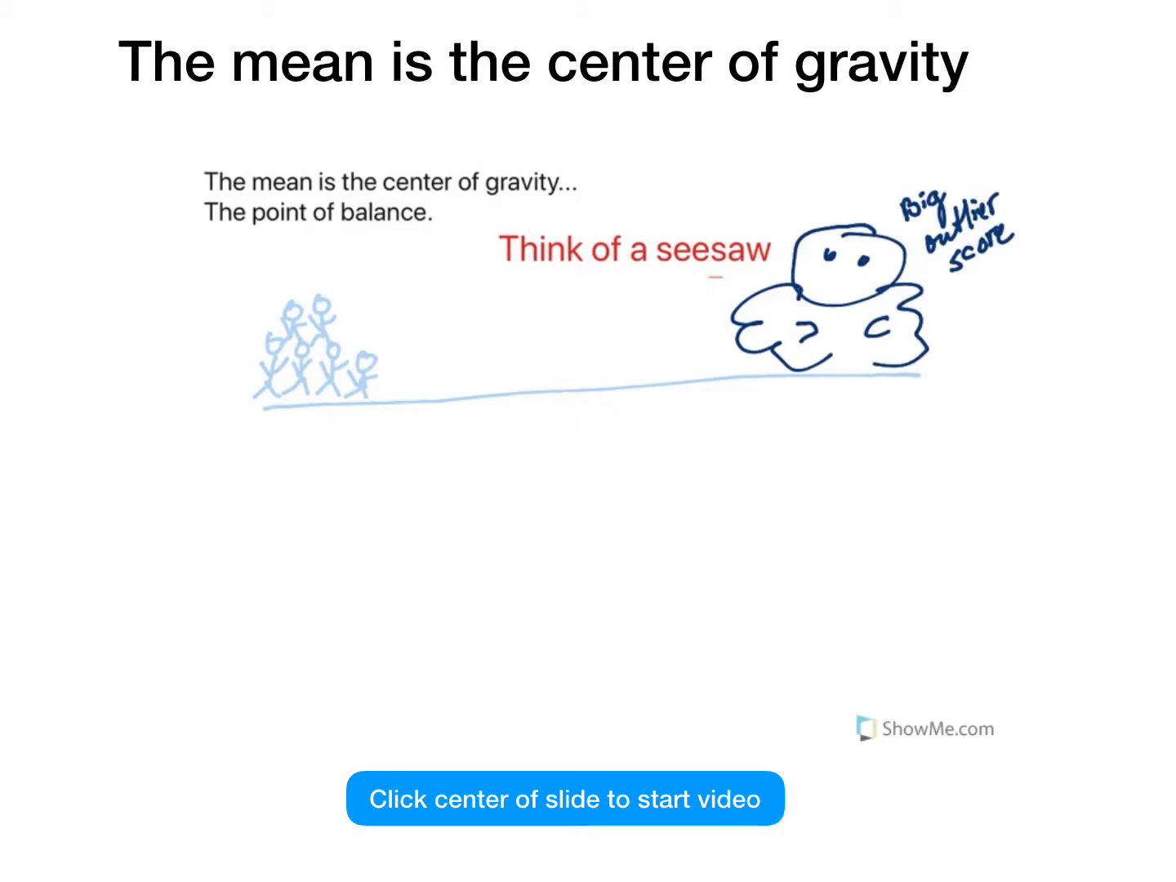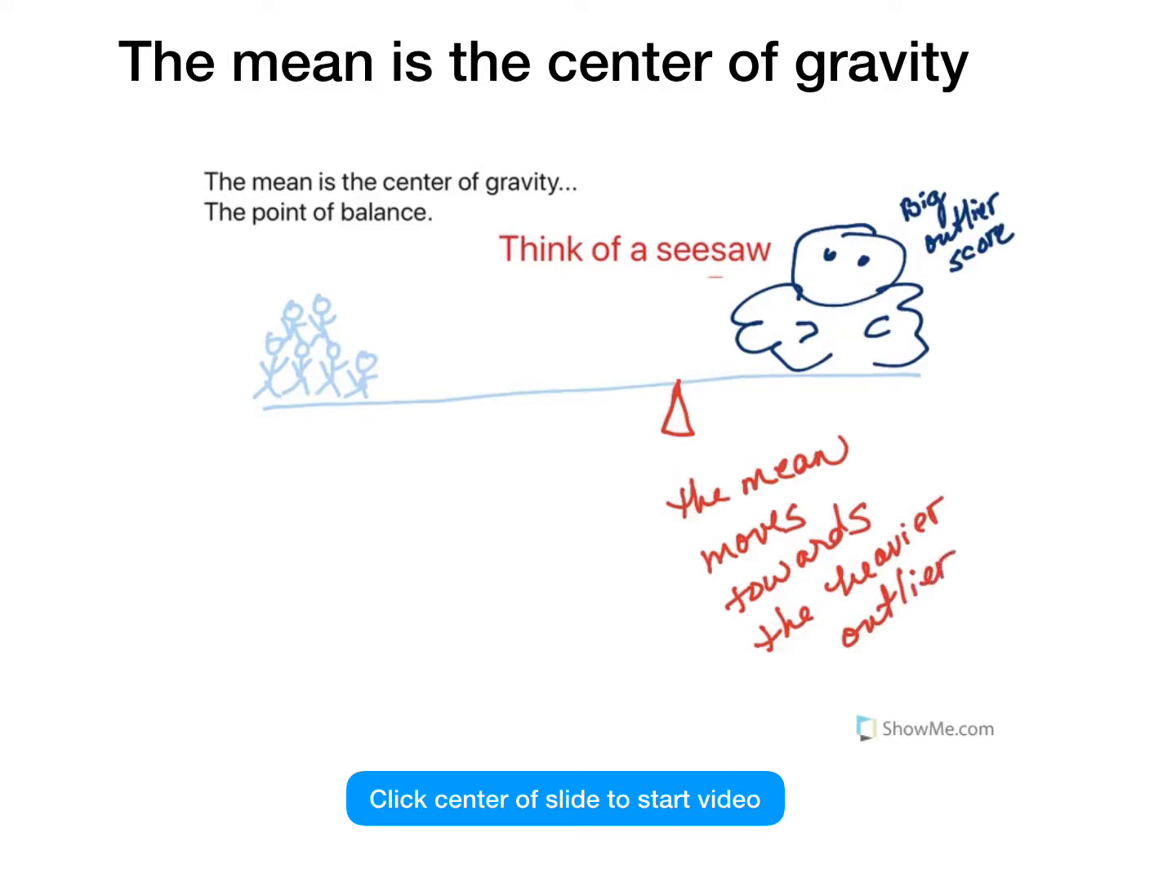So just think of it as scores having weights. And the mean is always going to be at the place that balances all the weights. And when one is really heavy, it's going to move towards that heavier weight to balance it. So the mean is always moved or affected by outliers.